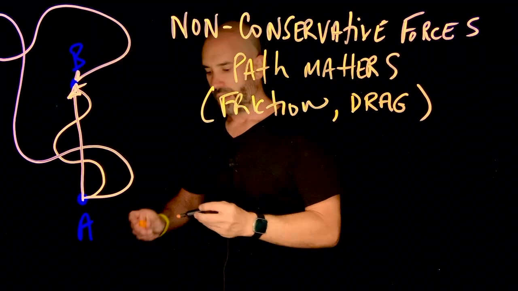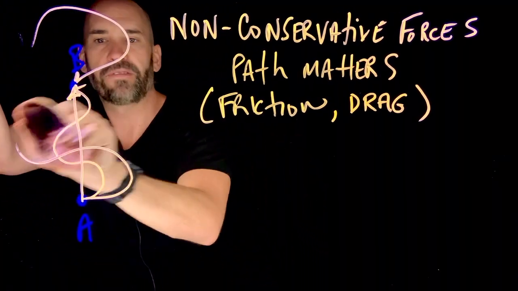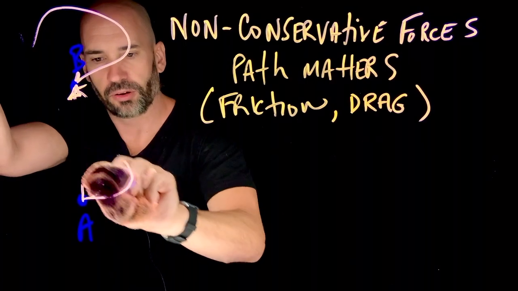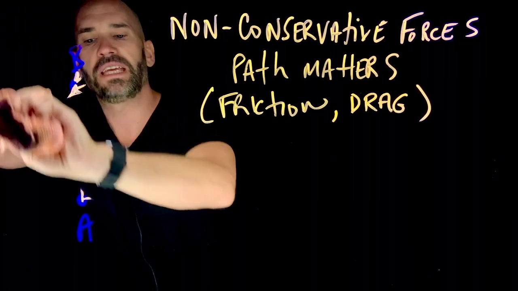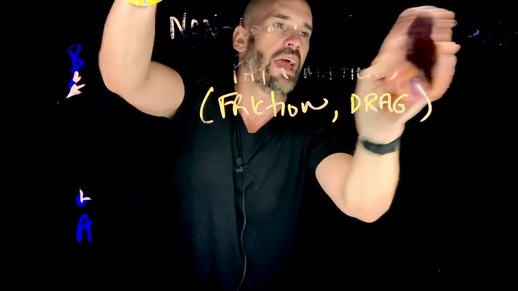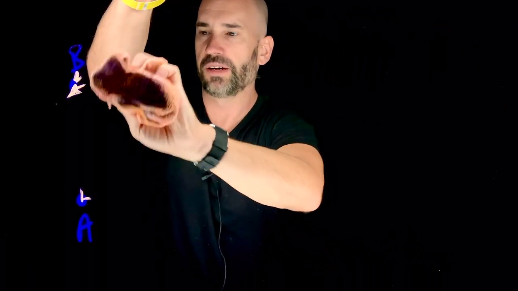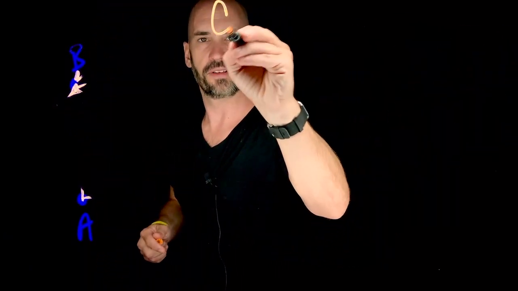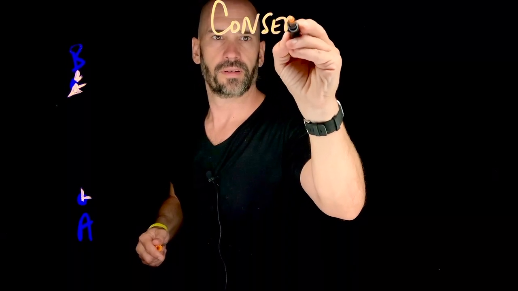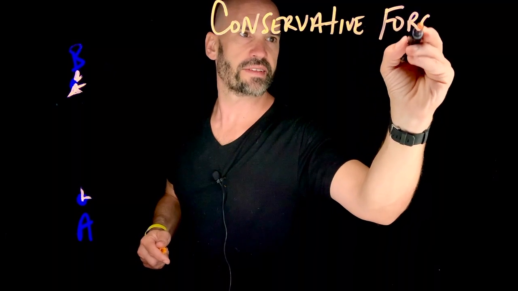But let's look at another type of force. And that force, as you can imagine, is called a conservative force. These are neater. Their bookkeeping is a little bit nicer, and they're easier to work with, although we can still work with friction and drag, which we'll see later. But these guys are nice. These are called the conservative forces, okay? So we say conservative forces are path independent.